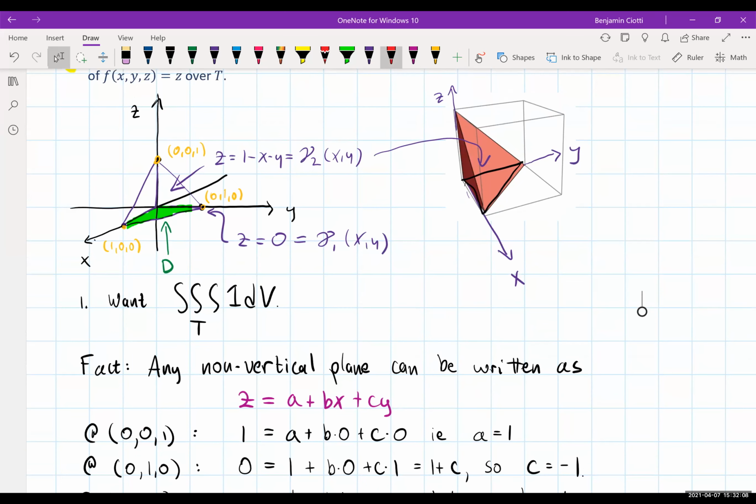If you only considered points that live on this face and asked what their average height was, that would be 1/3. And it would be the integral of that function, which is 1 minus x minus y, divided by the area of the base. So that's the average over a 2-dimensional surface. But we asked for the average over the 3-dimensional solid tetrahedron.